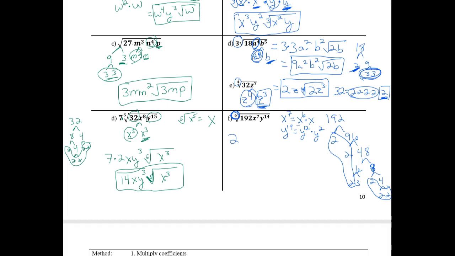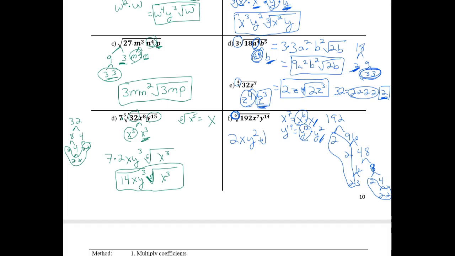Circle everything I can take out. I can take out an x to the 6th, a y to the 12th. I cannot take out the x or the y squared. I already took out my 2, and the 6th root of x to the 6th is x. The 6th root of y to the 12th, 12 divided by 6 is 2, so y squared.